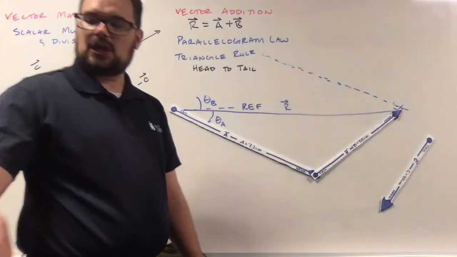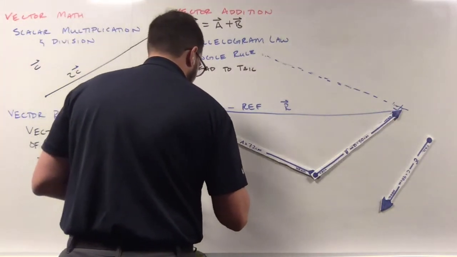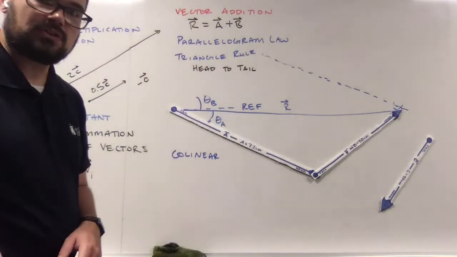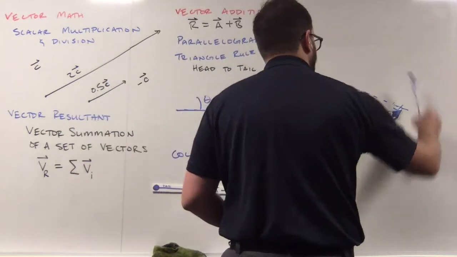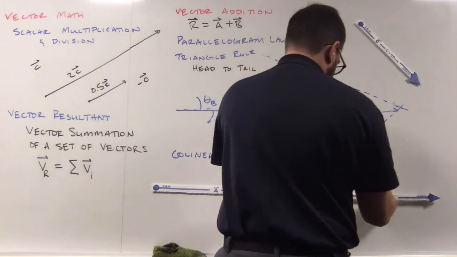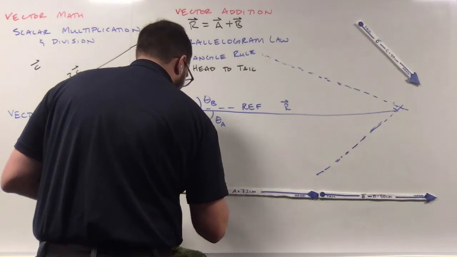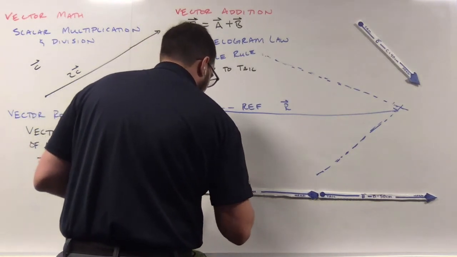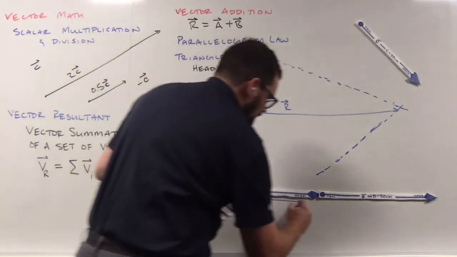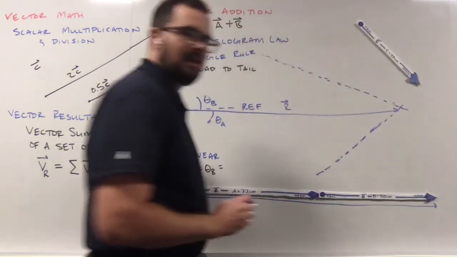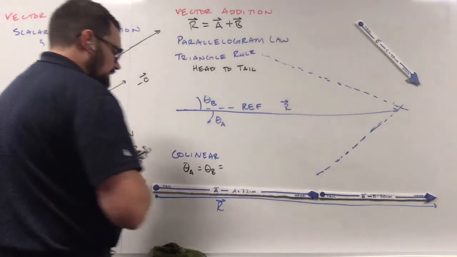Finally, what if we had collinear addition? Well, let's think about what that would look like if we did our head to tail rule. If I have vector A and it shares the same direction as vector B, I can add them up head to tail like so. And if it's collinear, the angle theta A is going to be equal to the angle theta B, which is also equal to the resultant. So the resultant goes from the initial tail all the way to the final head. That's our force polygon, except in this case, it's not a polygon, it's just a line.